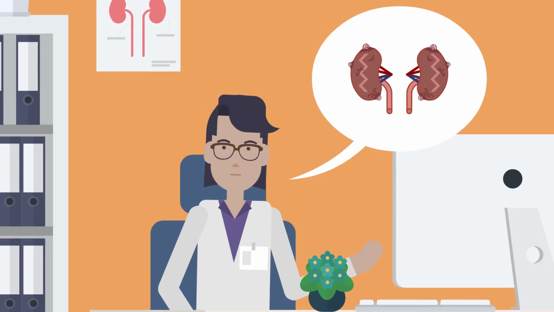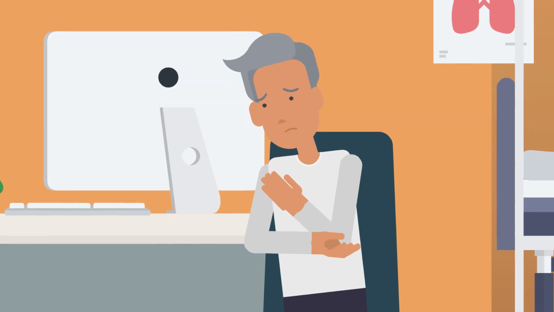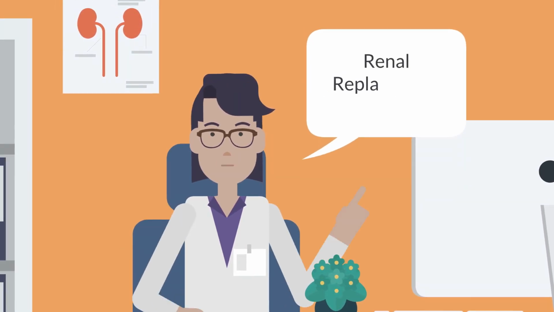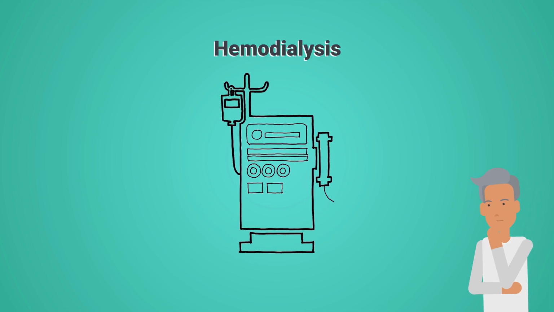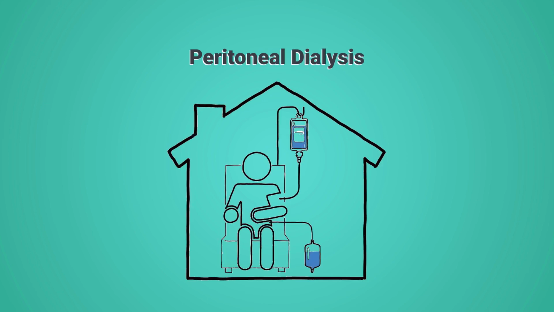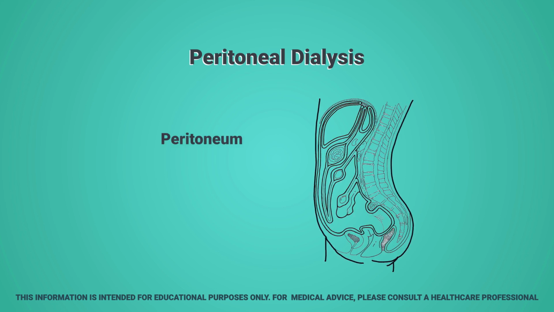Kidney failure is a life-altering diagnosis, but there are treatment options to help you survive. Renal replacement therapy is key. You may be familiar with hemodialysis, where an artificial kidney and a machine filter out waste from your blood. Another option is peritoneal dialysis or PD, which uses your body's peritoneum, the serous membrane that lines your abdominal cavity, to take some of the kidney's essential functions.